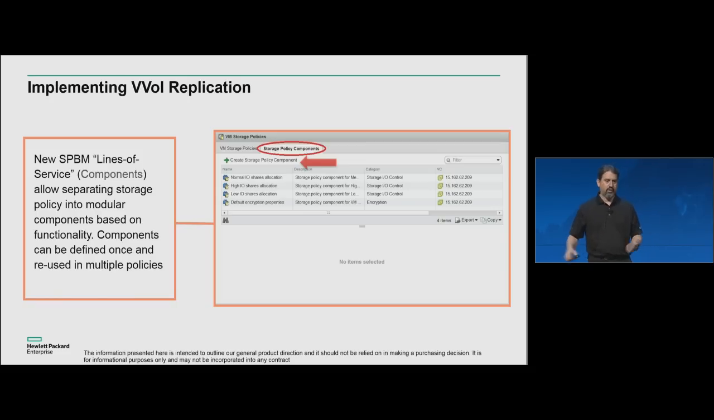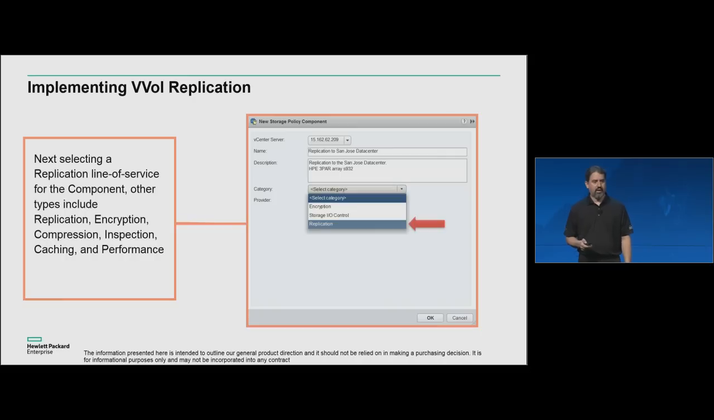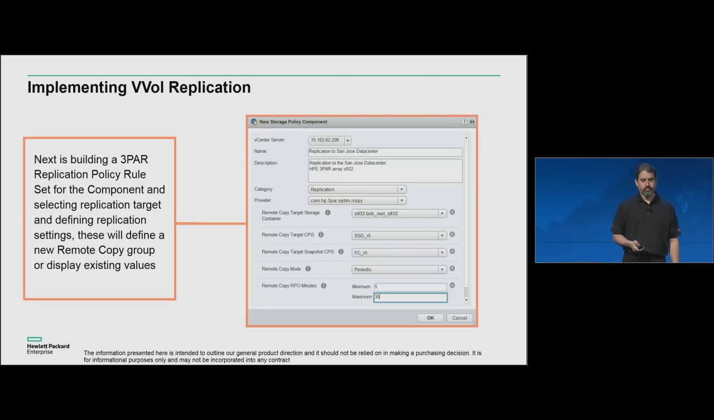In the next release, you'll see something called Create Storage Policy Component. That's where I pick my type of component. There are different types: replication, encryption. If you didn't know, VM encryption is also another feature coming soon. There's a session on that today, I think. But compression, inspection, caching, performance, that's where you'll pick that. For our case, it would be replication. We pick the type of provider that we're using.